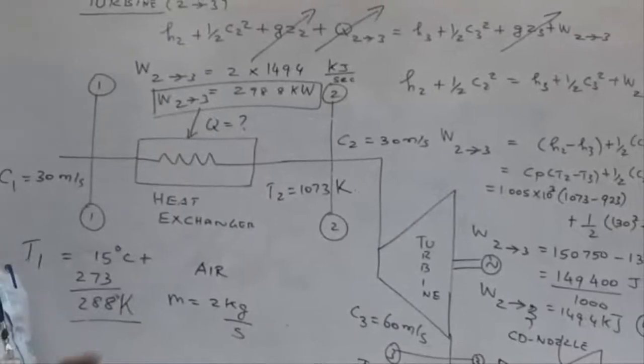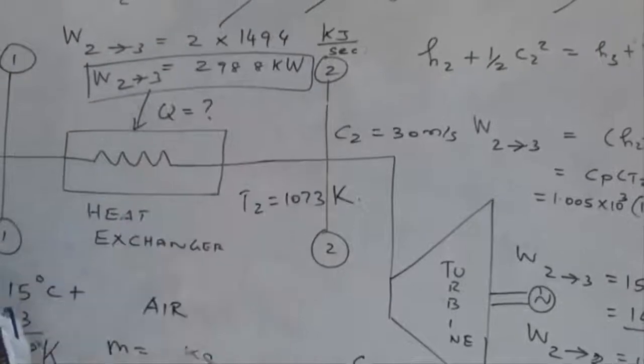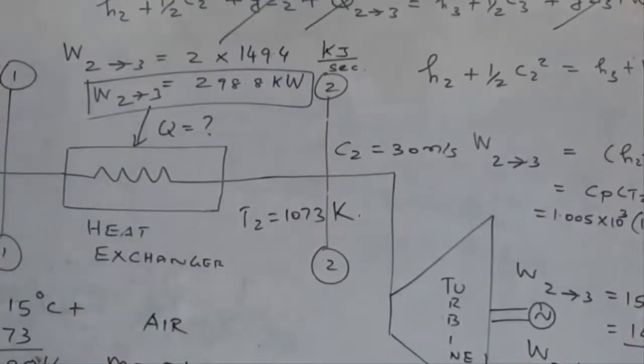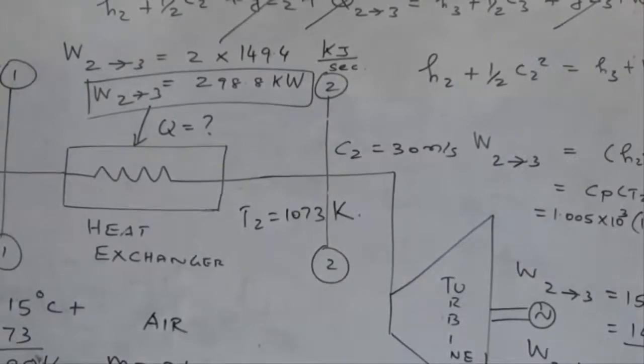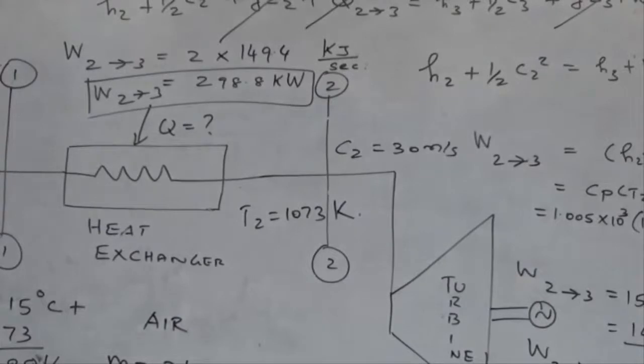Now I have taken a problem which will take care of all the open flow systems at the maximum. So the power generated in the turbine, is it positive or negative? Positive. Work is developed by the system, the work producing device.